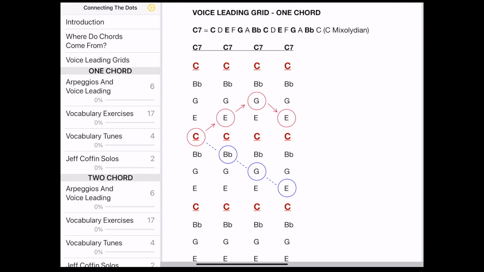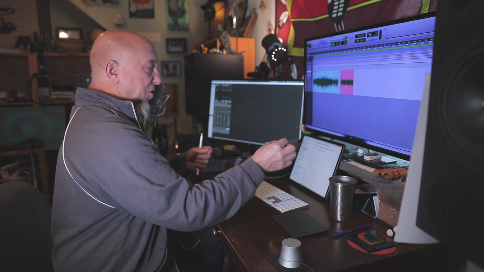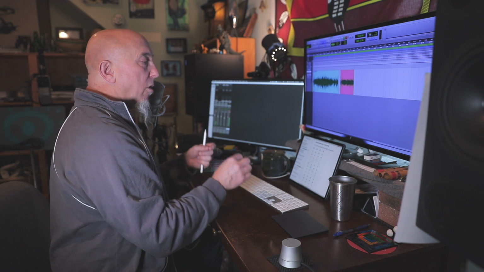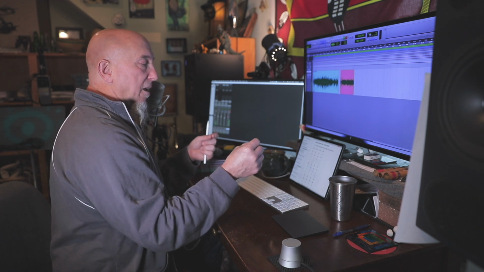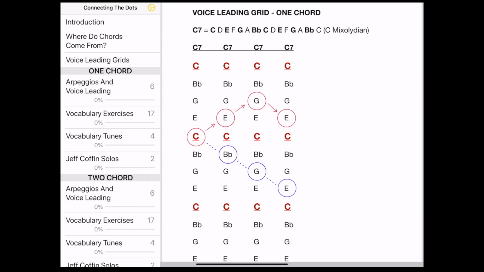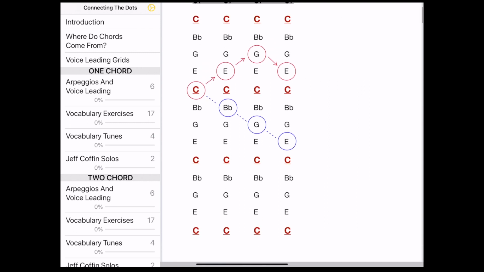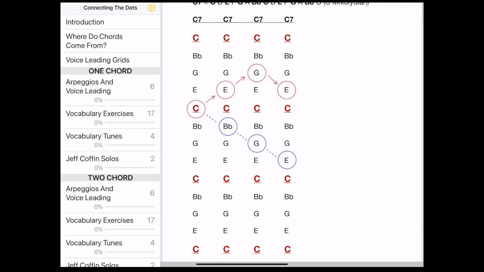Voice leading is how one chord leads into the next, how one note leads into the next note, either of the same chord or the next note of a different chord. So here we're just using one chord, and you can see that I've got a C7 chord, C, E, G, and B flat, moving vertically. You can think of each of these pillars, if you will, as one bar of music.